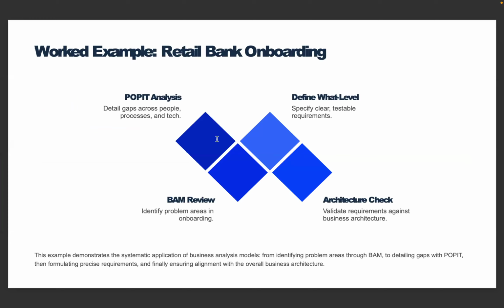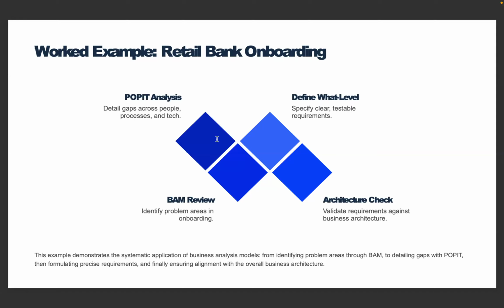So using the POPIT analysis, they analyze the gap and then determine if the problem is from the people, the organization, the processes, the information and technology. For example, currently, if their customers are complaining about delays and they want to automate processes, the bank can want a faster onboarding or less manual work so as to get a better customer experience.